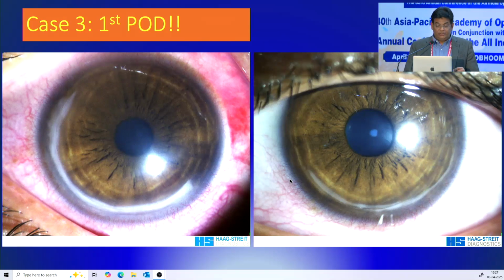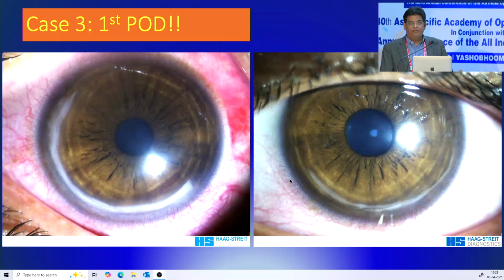Another case which I had many years ago was a patient on the first post-op day presenting with bilateral infiltrates in the interface. You don't know what to do with them, whether to treat them with steroids or antibiotics. Are they infective? Are they non-infective? So this is a case of a peripheral non-infective kind of keratitis in a patient of LASIK.